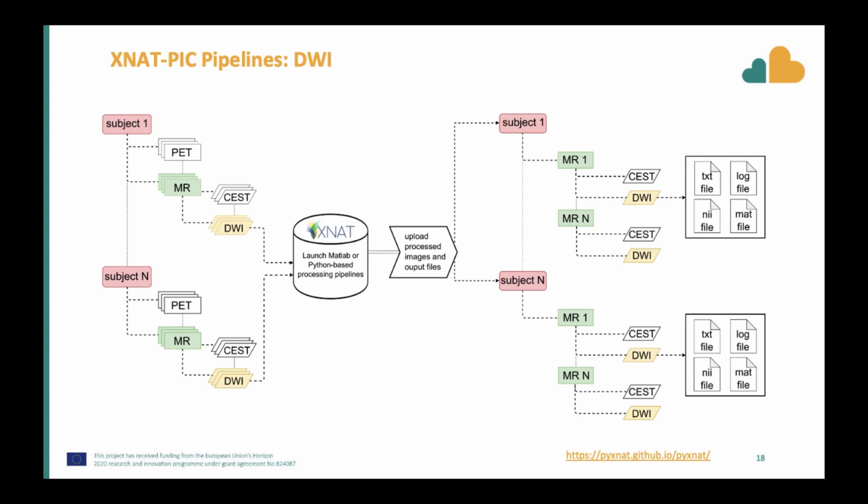Pipelines can be executed at project level, either by selecting the scan of interest or letting the pipeline automatically look for the DICOM attribute that specifies the acquisition protocol. Then the post-processed data are uploaded back to XNAT in the resource folder, available at each level of the XNAT data structure and accessible by the user.